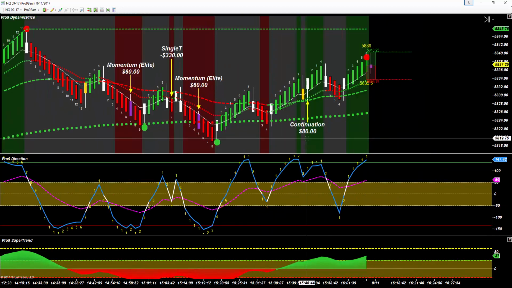Then we have a continuation long about 15 minutes before the close. This one just hitting profit target with the runner getting stopped out at break even. And that is all of our qualified trades for the day.